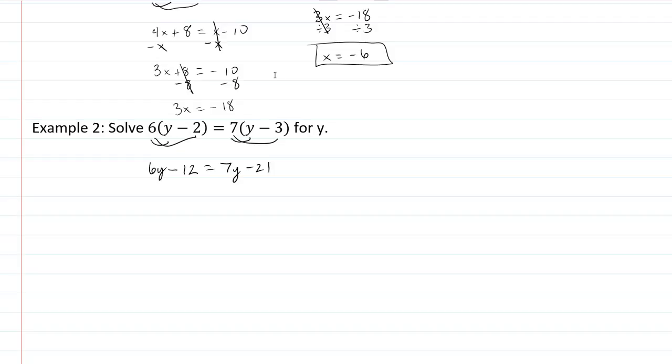There we go. So now we subtract 6y from both sides to get all of the y terms on one side. What this does is this cancels this 6y. We're left with negative 12 on the left-hand side. 7y minus 6y is just y, and the negative 21 we did nothing to. To get y by itself, we now add 21 to both sides. So negative 12 plus 21 is going to be 9. So y equals 9, and that's our answer.